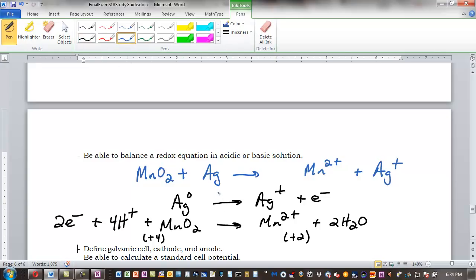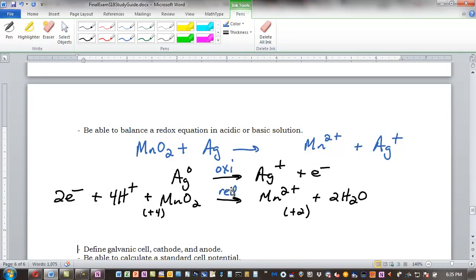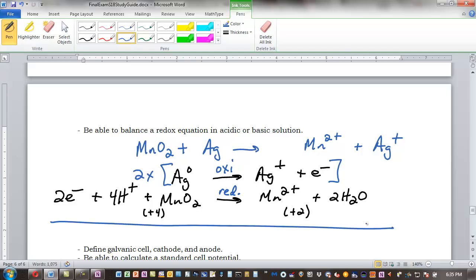So this first one is our oxidation. Silver metal lost an electron to go to silver plus. This second one is our reduction. All right, what next? Yep. Balance the electrons. Electrons gained and lost must be equal. This reaction can't gain 2 electrons if that one only loses 1. Okay, so we have to multiply the top one by 2. Now we can add them together.